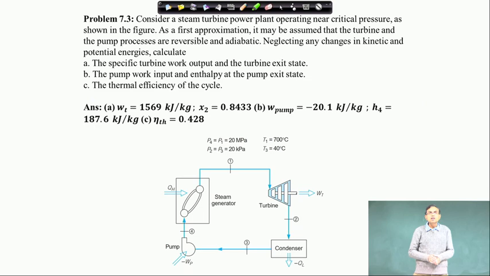You have to find out the specific turbine work output and the turbine exit state. Specific work means rate of work done per unit mass, and the pump work input and enthalpy at the pump exit state and the thermal efficiency of the cycle. So, I have discussed this kind of cycle in the context of the Carnot cycle applied for a flow process, and you can see an extension of that to more realistic cycles. This is not a Carnot cycle, a more realistic cycle where the compressor is replaced by a pump, and we will try to analyze this cycle.